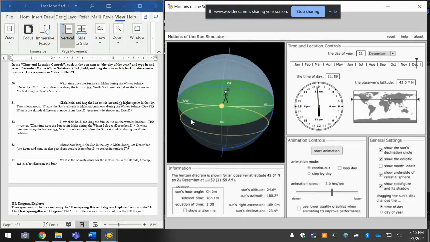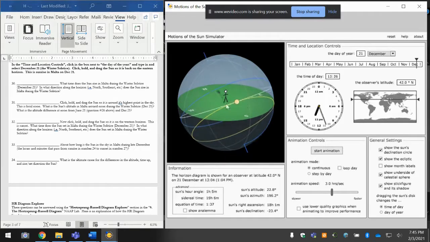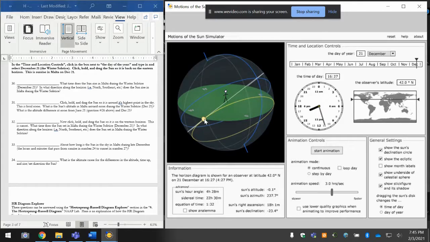Now I'm going to click and hold and drag the sun so it's at the western horizon here. Notice how the sun doesn't really get up very far. Look at how long the shadow is. And then boom, it's setting here at about 4:30 p.m.